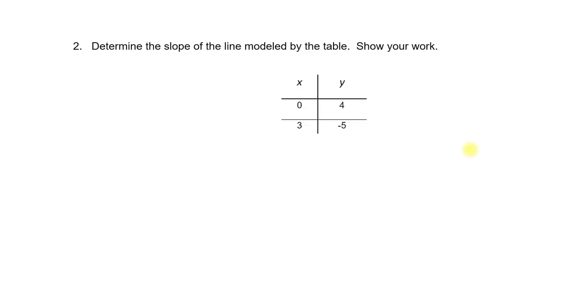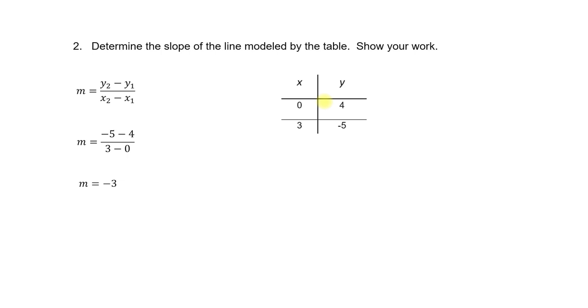Determine the slope of the line modeled by the table. Show your work. Well, our first pair in the table of values is 0, 4. Because this x value is 0, we know that our y-intercept is going to be 4. Also, since we have 2 points, we have enough information to figure out what our slope is. So we'll plug the values into our slope formula, and we'll come up with a value of -3 for the slope.